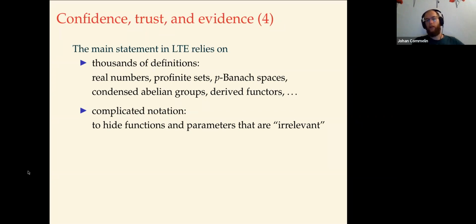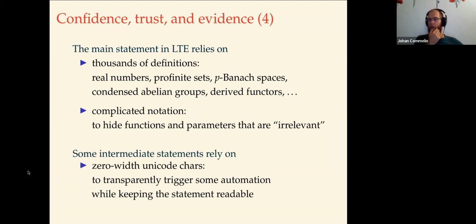And then finally, and this might actually be evil, 0 with Unicode characters show up in our project, not in the main statement, luckily, but there are several intermediate statements that rely on 0 with Unicode characters to transparently trigger some automation that was needed to keep the statement readable. Okay, so if we do that, you might want to make sure that the main statement actually doesn't also do something evil with 0 with Unicode characters. Well, this quickly becomes pretty horrible and annoying.